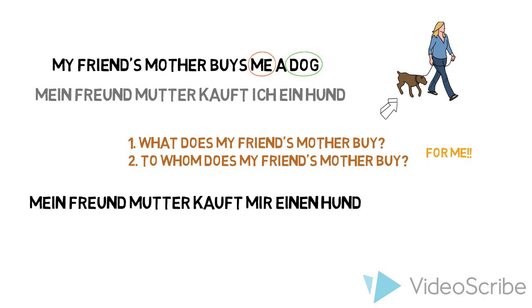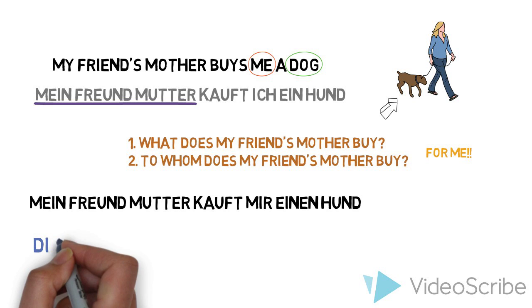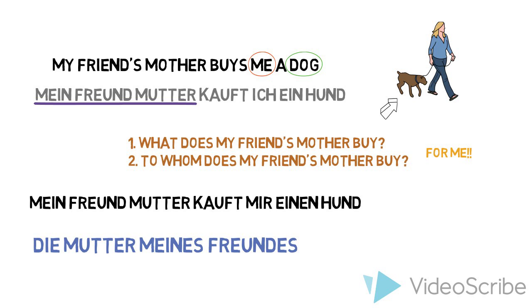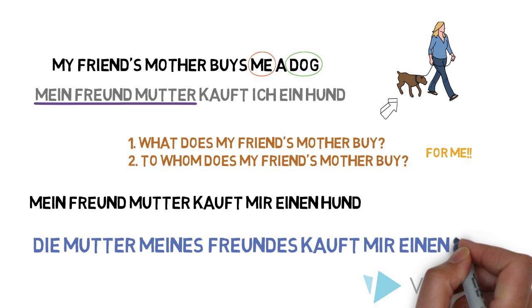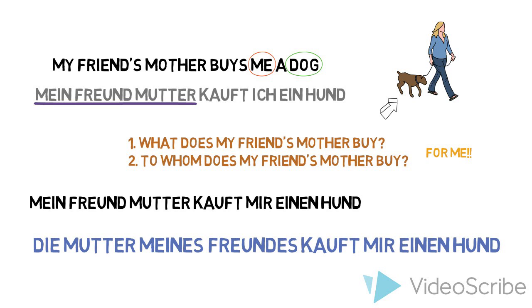Now the last part. Mein Freund Mutter. From the genitive example in the past video, we know exactly what to do here, right? It goes like this. Die Mutter meines Freundes. And adding both together, we have Die Mutter meines Freundes kauft mir einen Hund. Perfect. See? It's simple. Let's see another example just to make sure everything's clear.